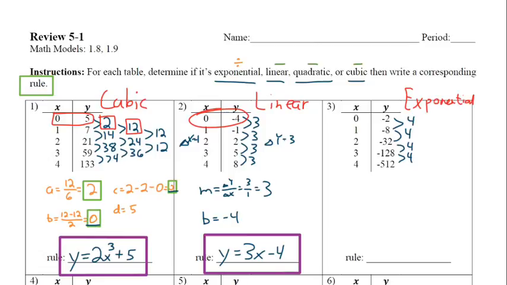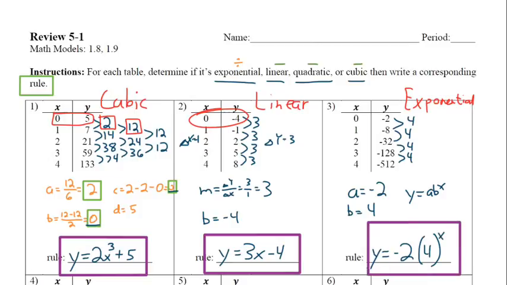Take your equation, where your a value is your start, so that's negative 2, and your b value is your ratio, which is 4. So if y equals a times b to the x, it is y equals negative 2 times 4 to the power of x. And those are those. Go ahead and pause and write these because I'm going to erase these real quick. But go ahead and pause if you're still copying.